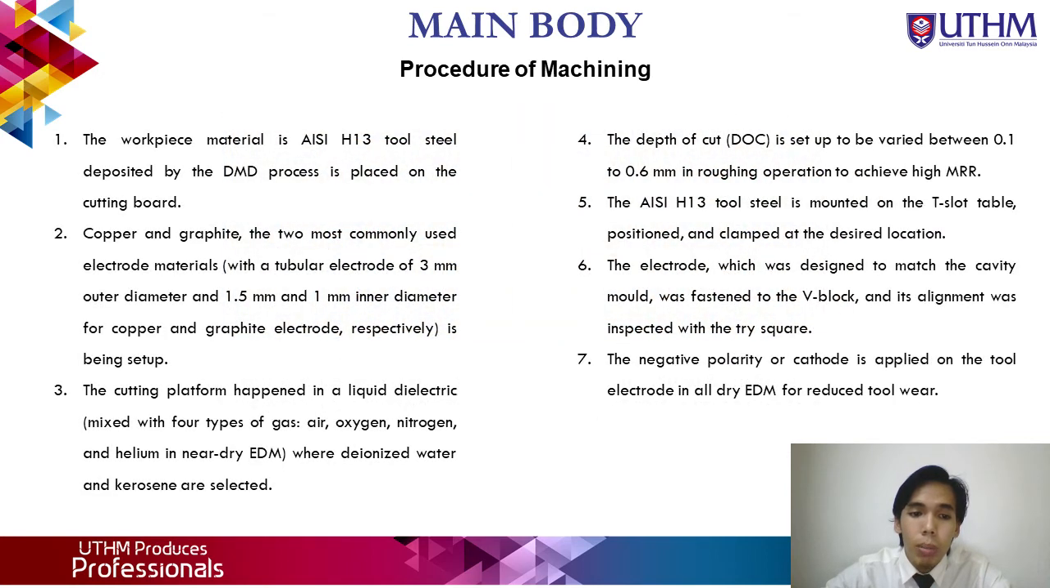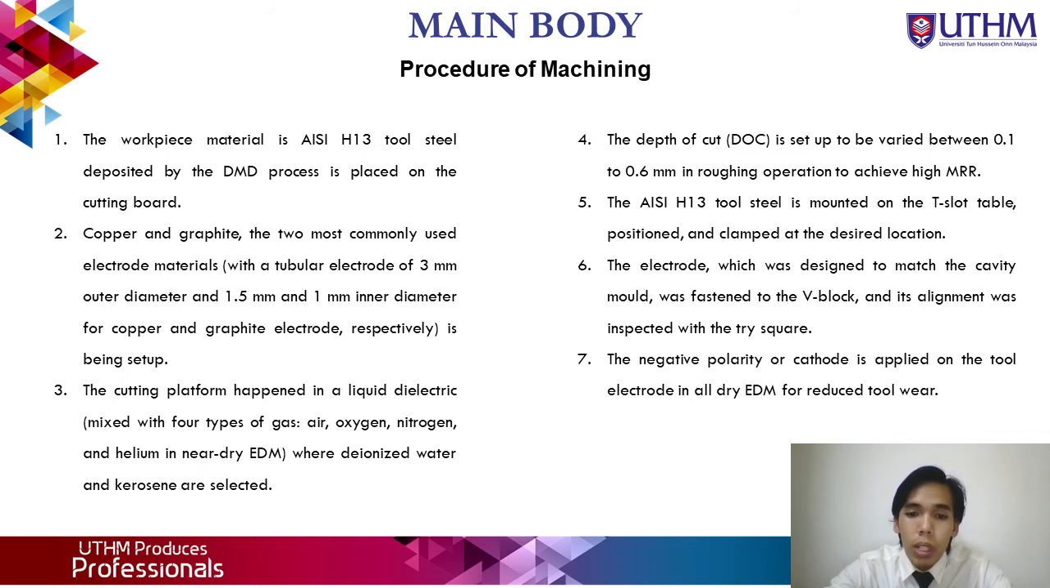So for the procedure of the machining, first, the workpiece material, AISI H13 tool steel deposited by the DMD process, is placed on the cutting board. Second, copper and graphite, the two most commonly used electrode materials, with a tubular electrode of 3 mm outer diameter and 1.5 mm and 1 mm inner diameter for the copper and graphite electrodes respectively, are set up. Third, the cutting takes place in a dielectric, which is air, oxygen, nitrogen and helium in near-dry EDM, whereas deionized water and kerosene are selected for liquid dielectric.